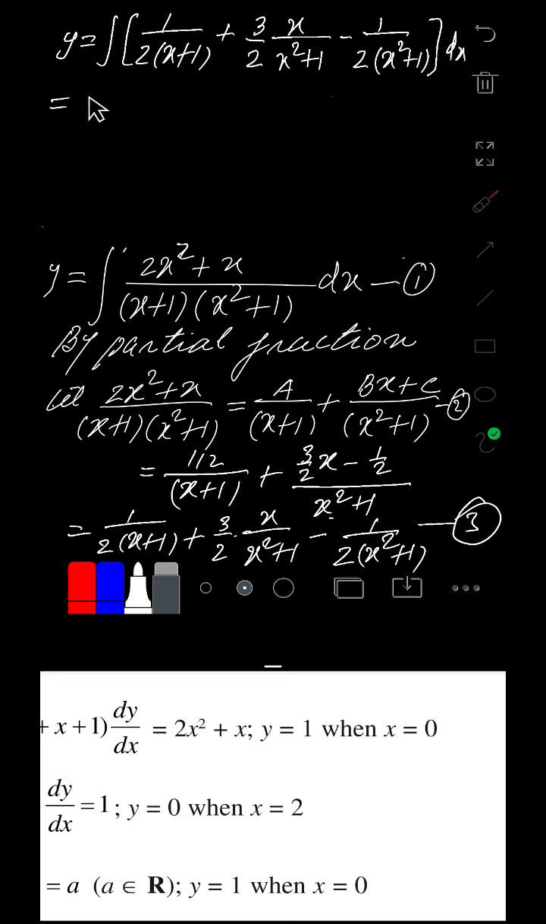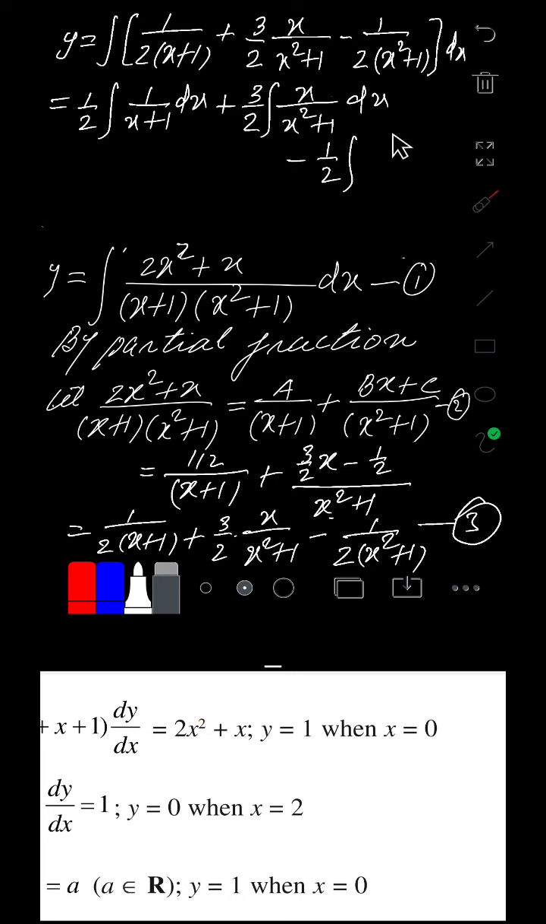Now opening the bracket, we get half integral 1 upon x plus 1 dx plus 3 upon 2 integral x upon x square plus 1 dx minus 1 upon 2 integral 1 upon x square plus 1 dx. Multiply and divide by 2. So here we may write 2 in the numerator and we can multiply the denominator by 2. So here we get 4 and here we get 2. Instead of 3 upon 2, outside we have written 3 upon 4 and inside 2x upon x square plus 1.